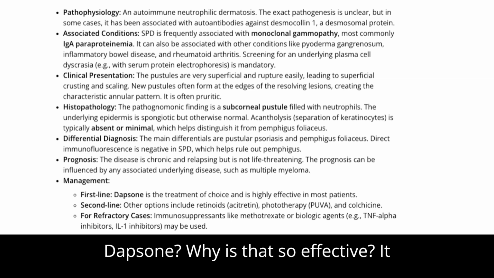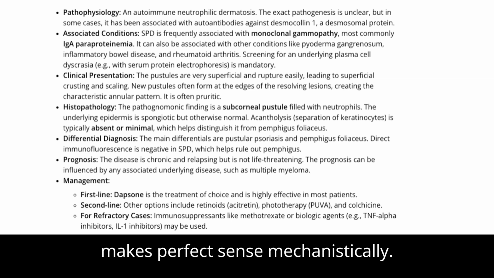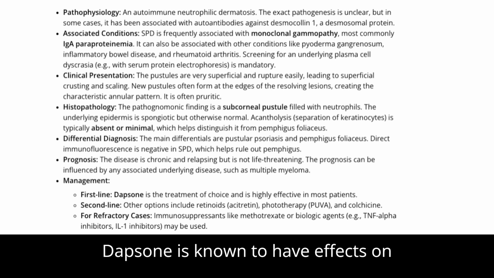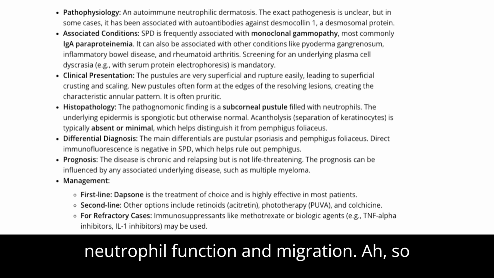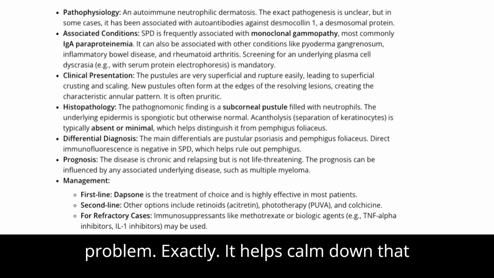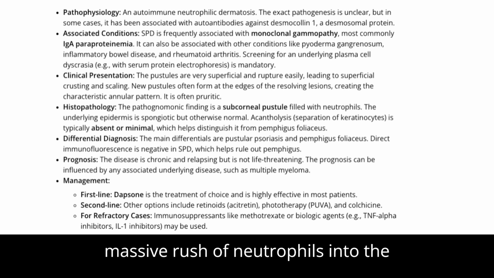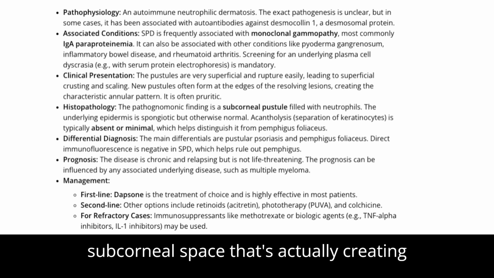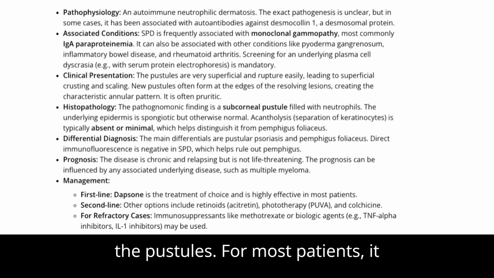Dapsone. Why is that so effective? It makes perfect sense mechanistically. Dapsone is known to have effects on neutrophil function and migration. So it targets the very cell causing the problem. Exactly. It helps calm down that massive rush of neutrophils into the subcorneal space that's actually creating the pustules. For most patients, it works really well.